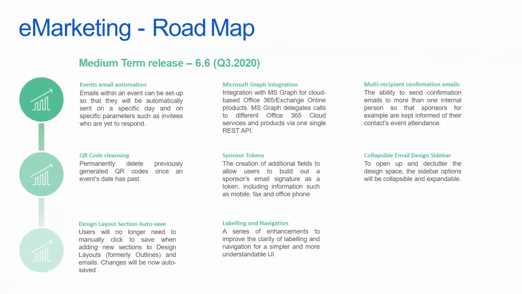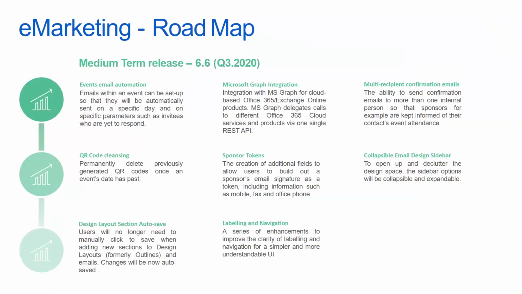6.6, excuse me. The first thing to draw your attention to is the introduction of events email automation. And this is actually a development that's come directly as requests from perhaps some of you that are even on this call. So this is the ability to set up emails automatically so that certain triggers will send those out depending on specific parameters.